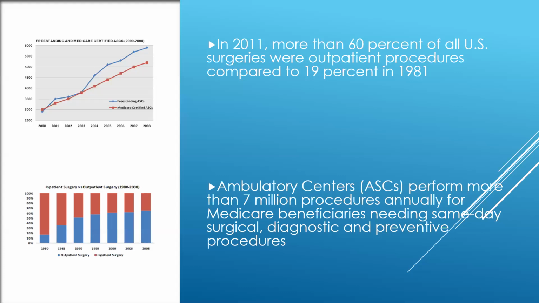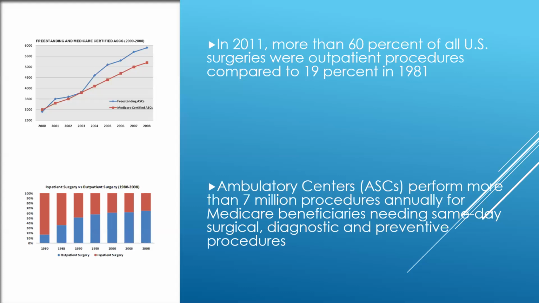The bottom graph over there shows the proportion of all surgeries done in the United States that are done inpatient versus outpatient. Starting on the left, 1980, starting to the right, 2008. The blue numbers are cases done outpatient. The red ones are cases done inpatient. As you can see, over the past 30 years, there's been about 10 to 15% of patients were done outpatient. In 2008, that number was 60%.